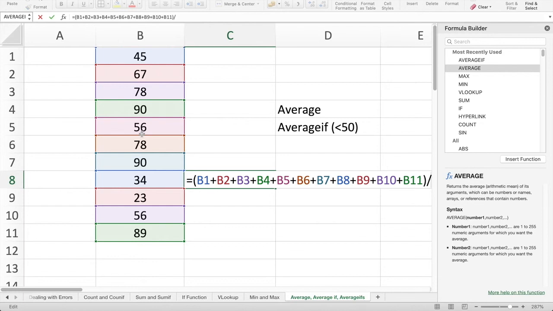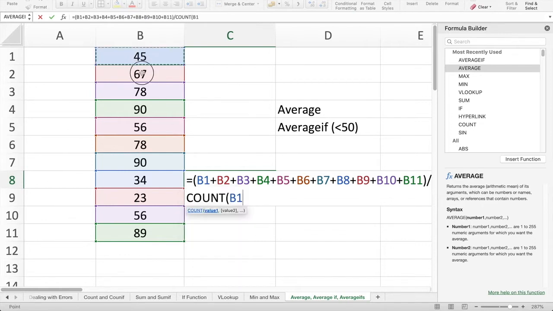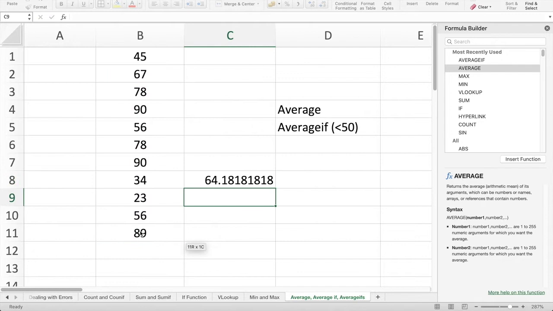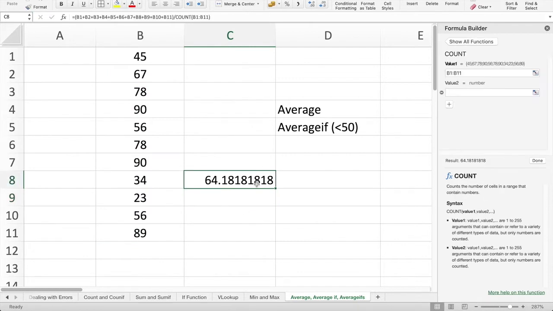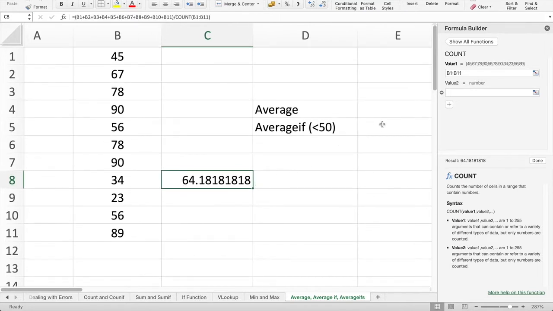Since we have already tackled the COUNT formula, let's use it here. Let's count and highlight B1 going to B11, and it is 11. So obviously this is an 11-number data set. By division, upon entering, the answer is 64.18. Meaning, if we now use the AVERAGE function of MS Excel, our answer must be 64.18. So let's try it.